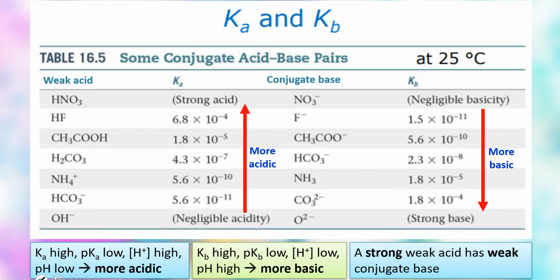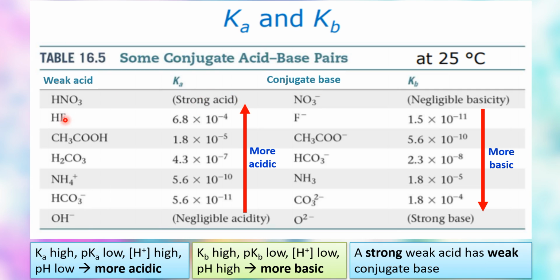Right, so here is the value of Ka and Kb. The left side refers to the weak acids, and here is its conjugate. HNO3 donates a proton and becomes the conjugate base, NO3 minus. For HNO3 there is no Ka value and no Kb value for the conjugate base, because it is a strong acid.